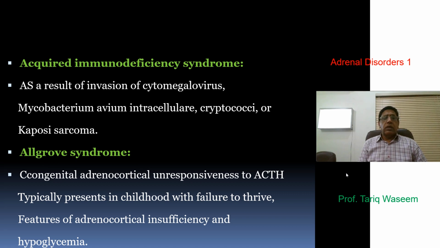Then there is Allgrove syndrome, where there is a congenital adrenocortical unresponsiveness to ACTH. It typically presents in childhood. These children fail to thrive. They have low birth weight. They have features of adrenocortical insufficiency, and they may present with recurrent hypoglycemia.